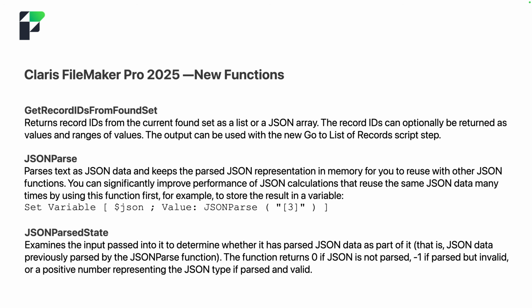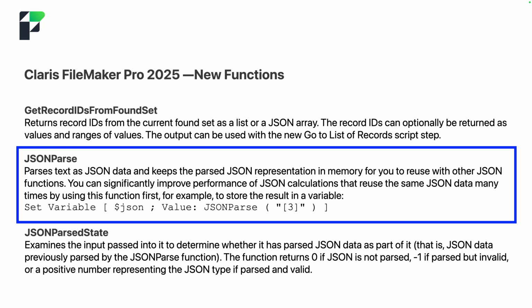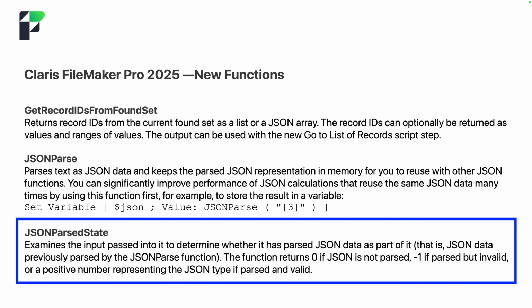For those who find themselves in the world of JSON, and there are more and more people finding themselves in that world as time goes on, and as the platform continues to take advantage of JSON for many different aspects, we have the function called JSON parse. You can take advantage of this function and parse your collected JSON. Once parsed, that JSON can be referenced over and over again, where you can take advantage of the maximum speed available to work with it. Likewise, there's a function called JSON parsed state, which allows you to determine if your JSON has been parsed or not.